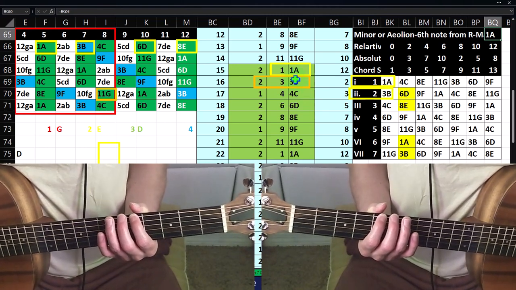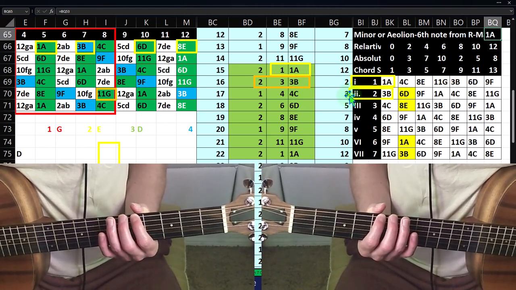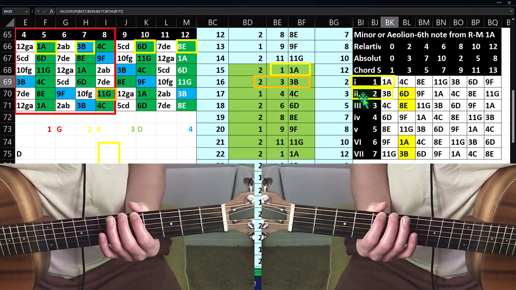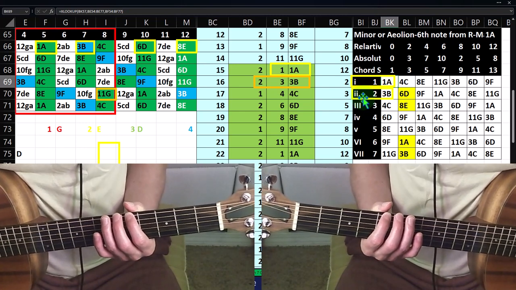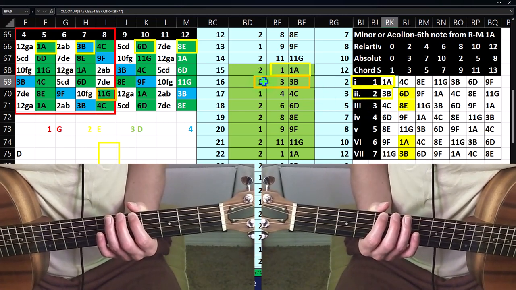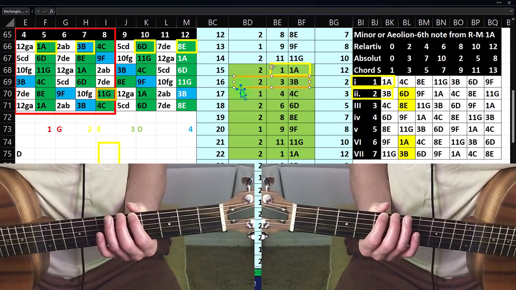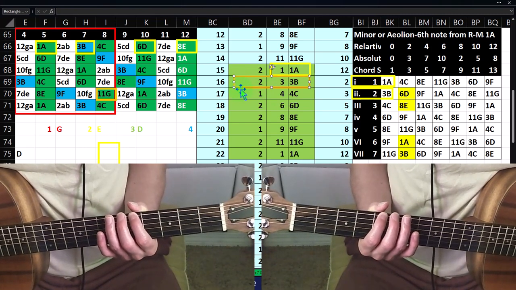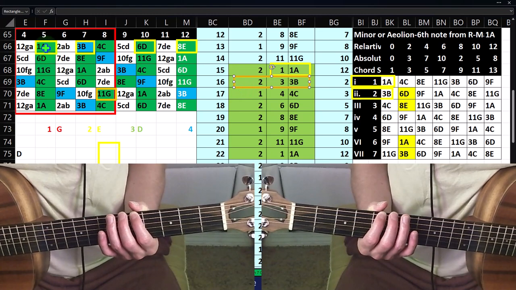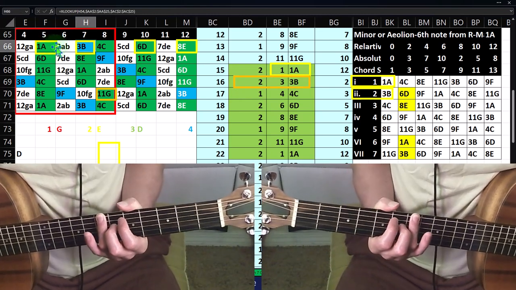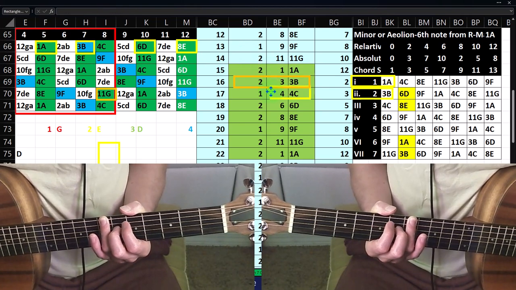And then I'm going to go from relative position one to relative position two. So relative position one is a one or an A. I'm going up two frets, a whole step, to a B. So if I start at one, one plus two is going to be three, and note number three is a B. And then let's go down to the next one.